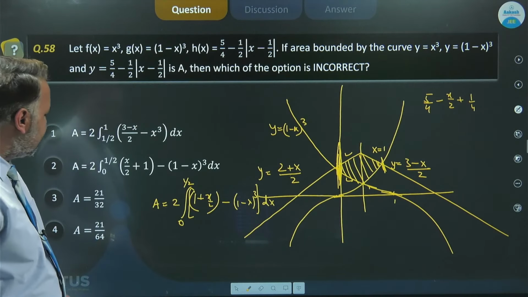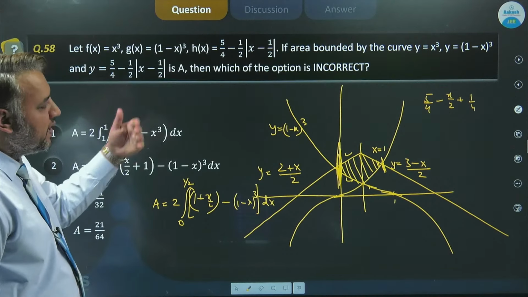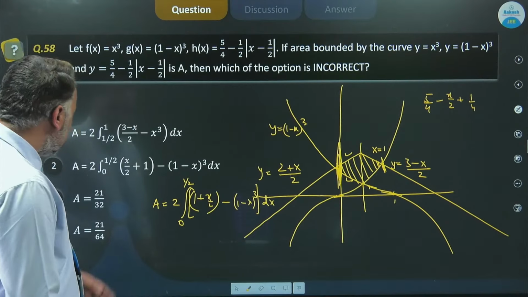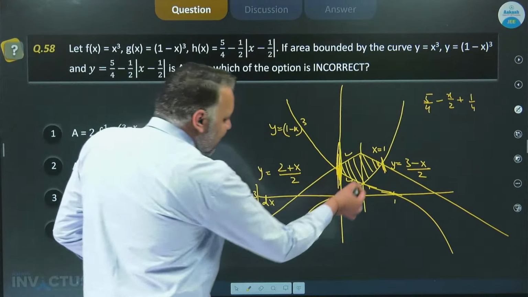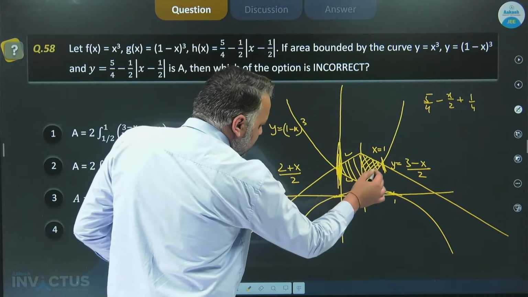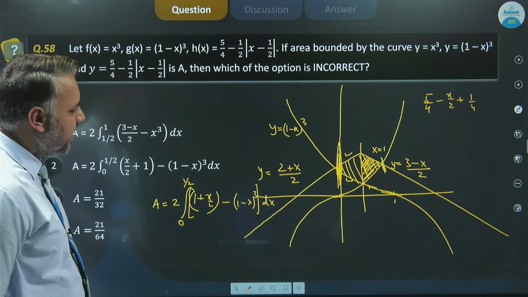So is there any option like this? Yeah, option 2 is matching. We have to comment on the incorrect statements, so this is not the incorrect statement. Similarly, you can also write this area using this region. Again, twice of that region will be the area.